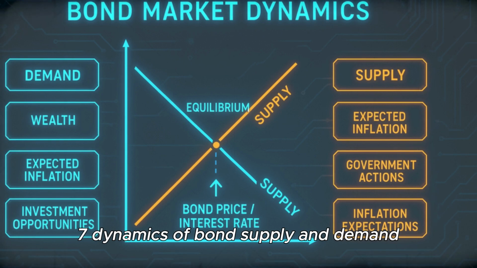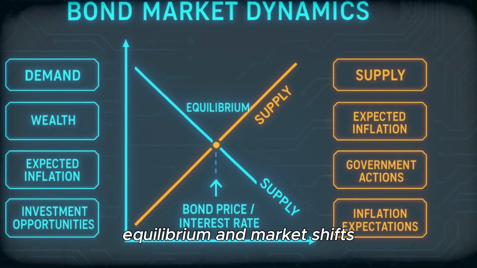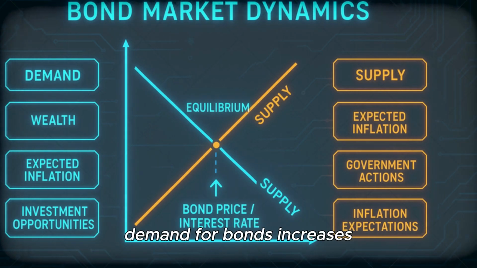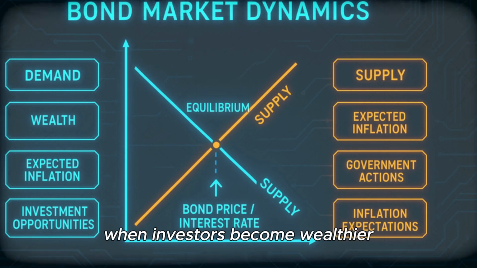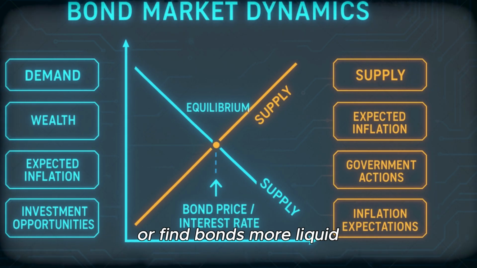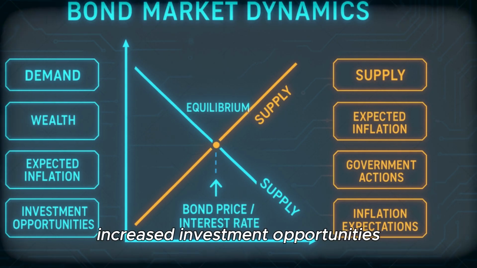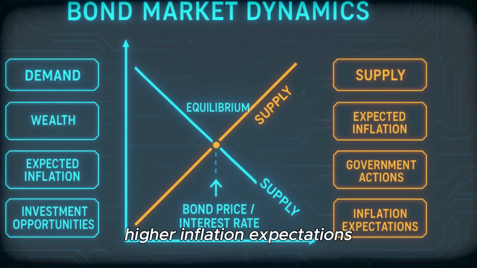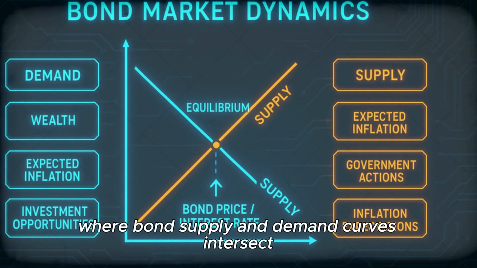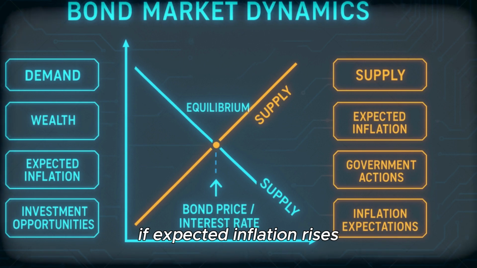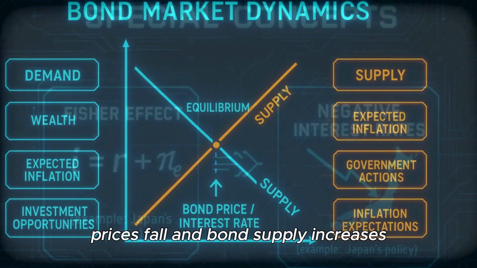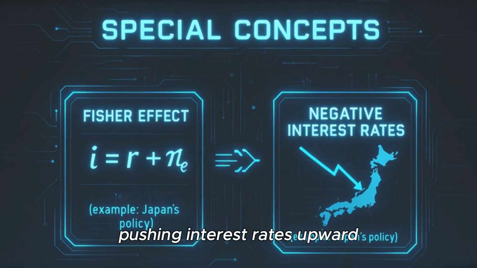7. Dynamics of bond supply and demand, equilibrium, and market shifts. Bond market prices depend on supply and demand. Demand for bonds increases when investors become wealthier, expect low inflation, perceive lower risk, or find bonds more liquid. Supply of bonds grows with increased investment opportunities, higher inflation expectations, or when governments need more funds. Equilibrium prices and interest rates occur where bond supply and demand curves intersect. If expected inflation rises, demand for bonds decreases, prices fall, and bond supply increases, pushing interest rates upward.